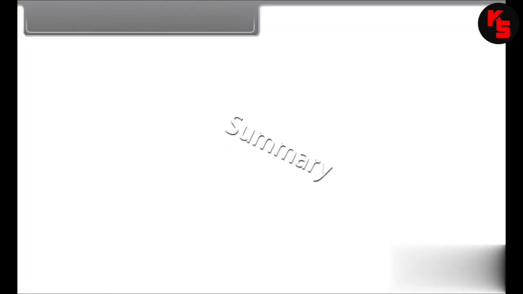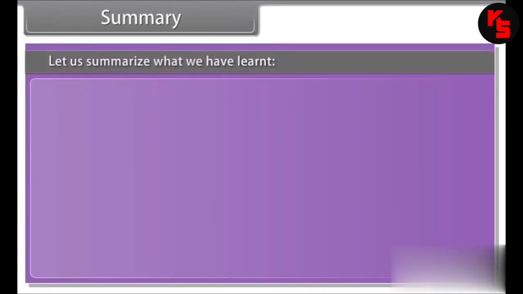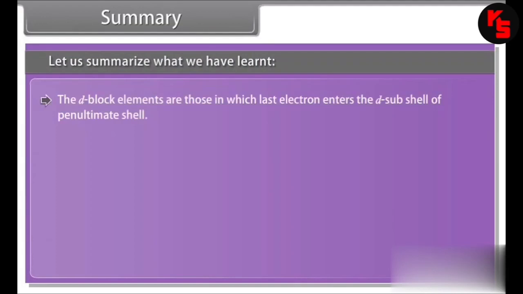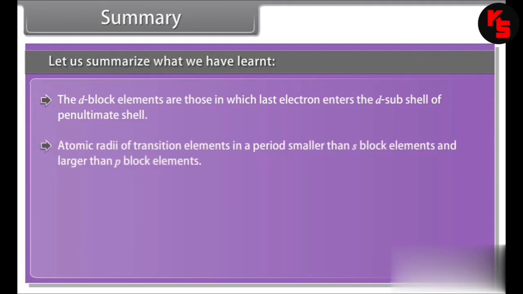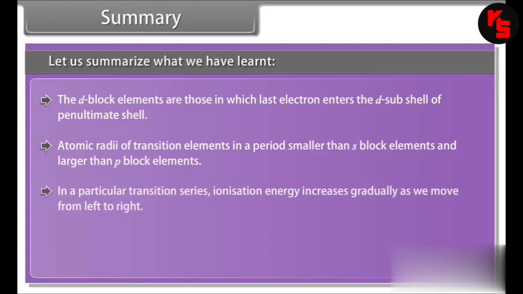Summary. Let us summarize what we have learnt. The d block elements are those in which last electron enters the d subshell of penultimate shell. Atomic radii of transition elements in a period are smaller than s block elements and larger than p block elements. In a particular transition series, ionization energy increases gradually as we move from left to right.